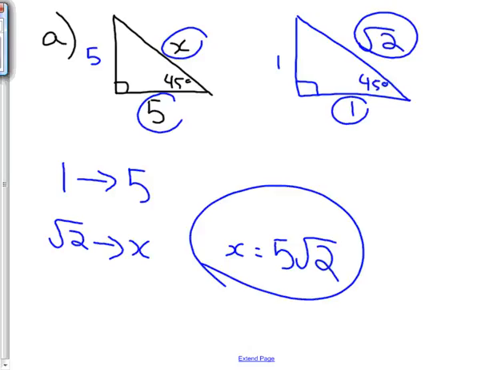Could you match them up? You match the corresponding sides. So how do we go from 1 to 5? What do we have to do to find x? Times root 2 by 5. So that's how it is. This is 5 times bigger than this.